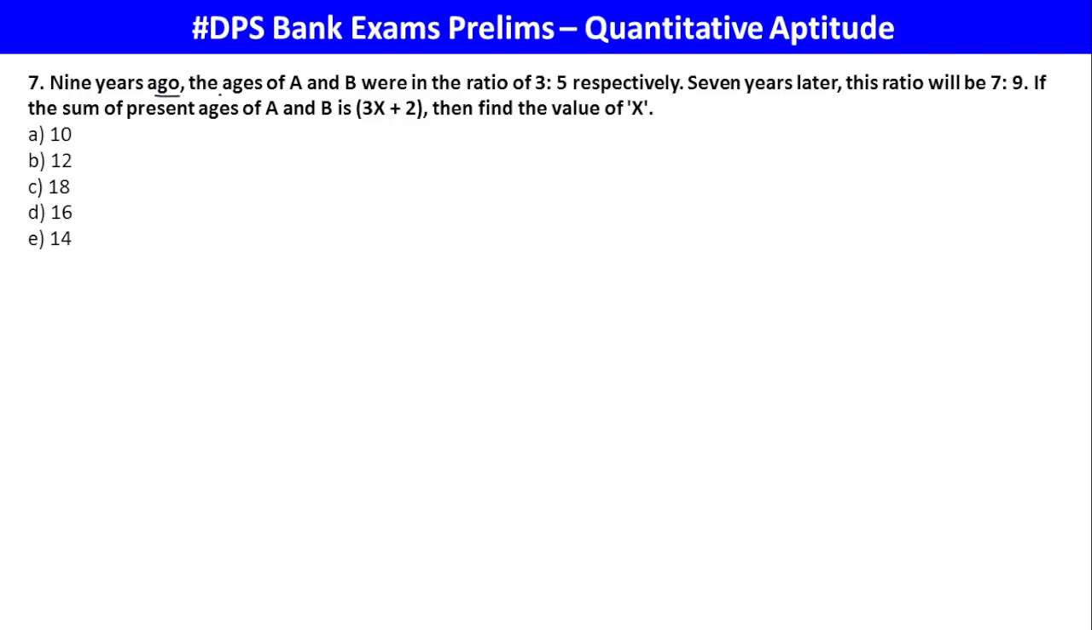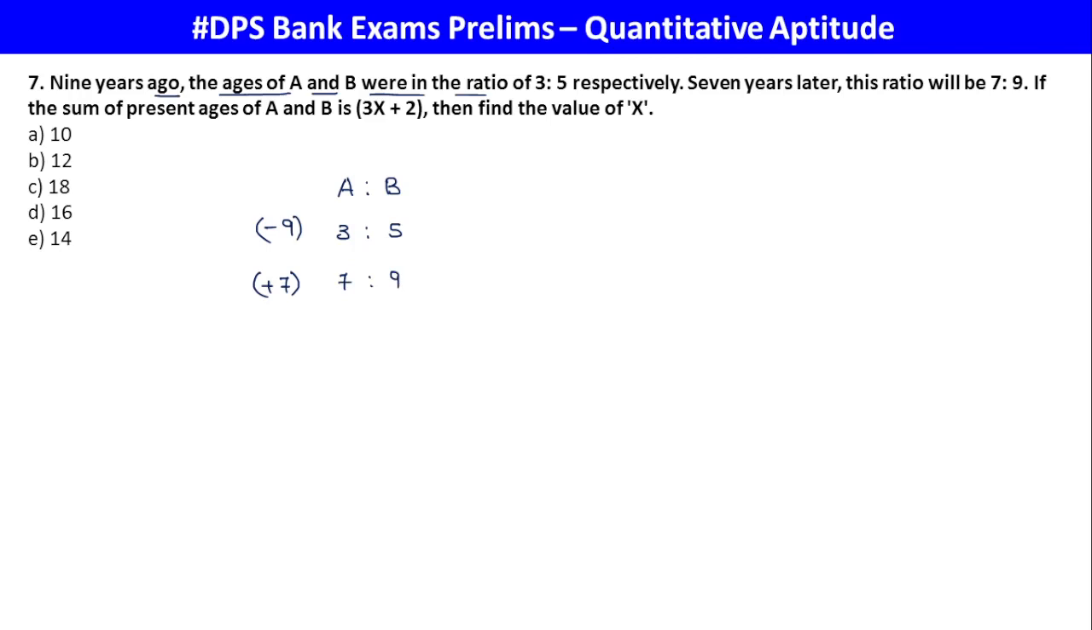9 years ago, the ages of A and B were in the ratio... 7 years later, this ratio will be, right, A is to B. 9 years ago ratio is 3:5. Done. 7 years later, this ratio is 7:9.